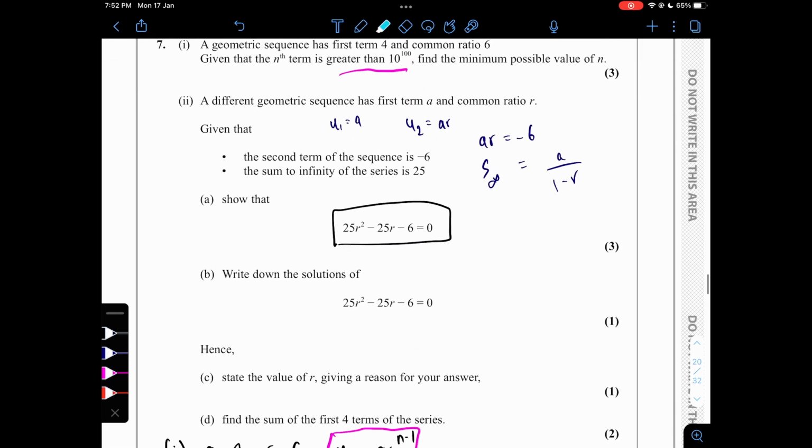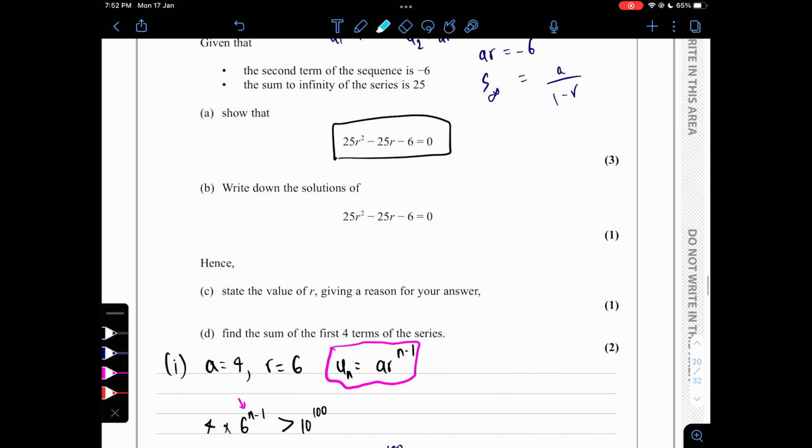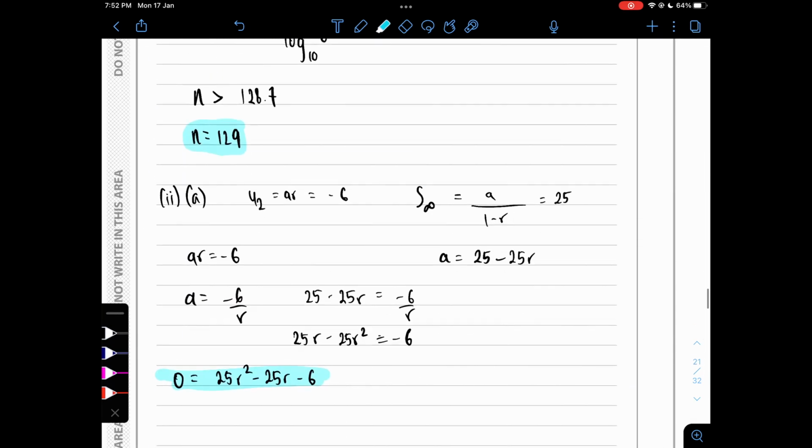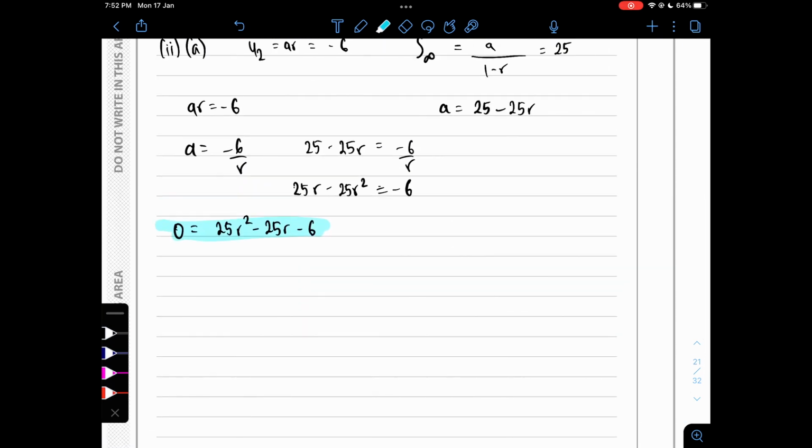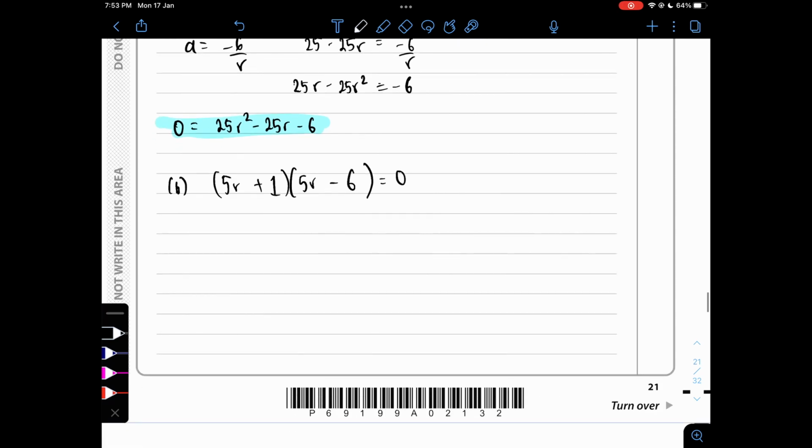And part B says, write down the solutions of 25r squared minus 25r minus 6. Okay, it's actually pretty straightforward. You can see there's 25 here, so clearly for part B, we're doing 5r something and then 5r something. And because they're both negative, you can see that 5r minus 6 will give us minus 30r, plus 1 times 5r will give us minus 25. So those are our two r values.